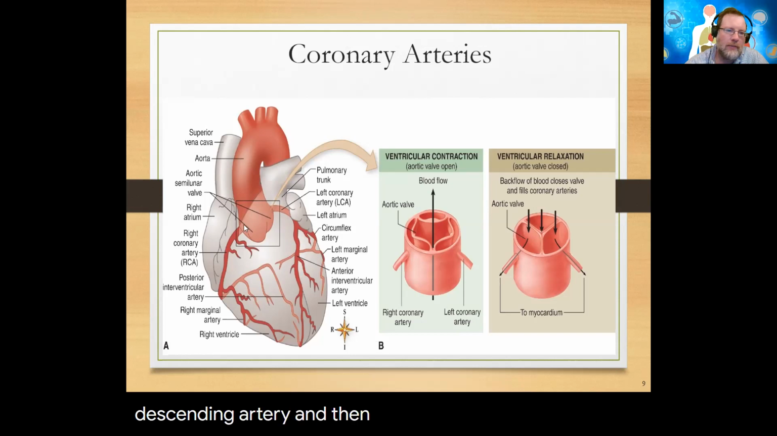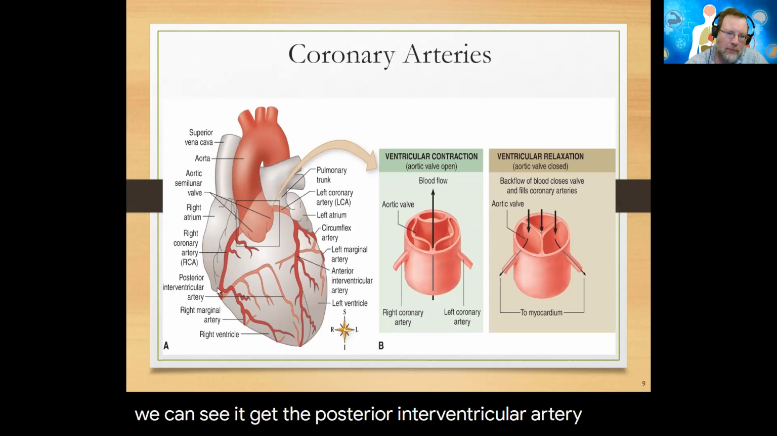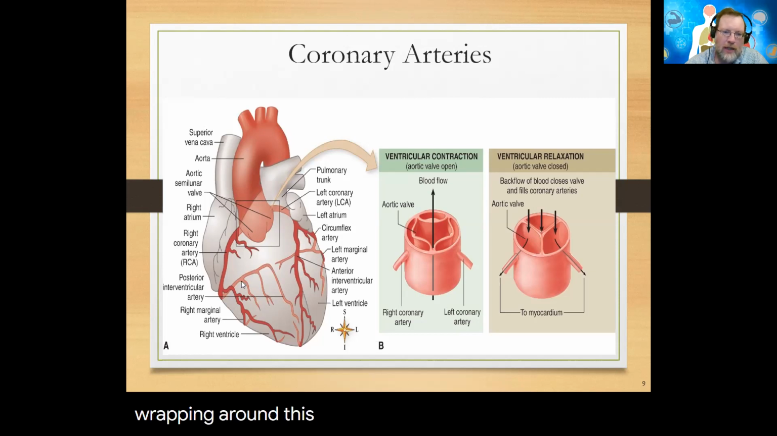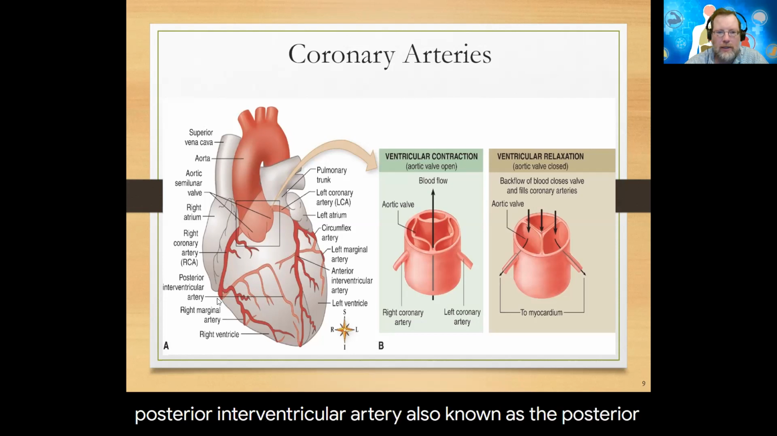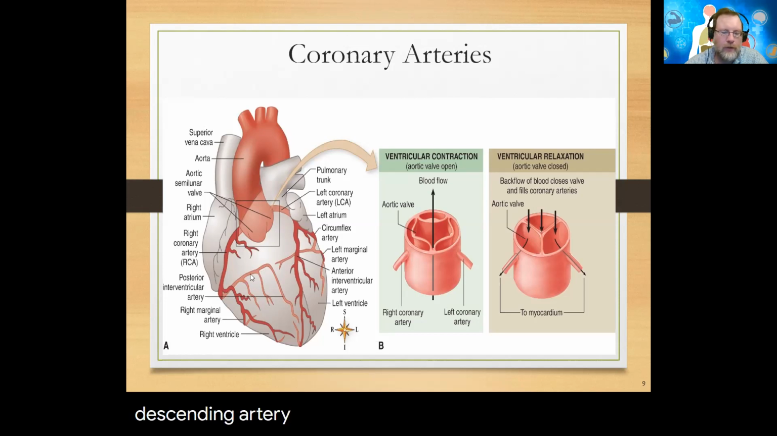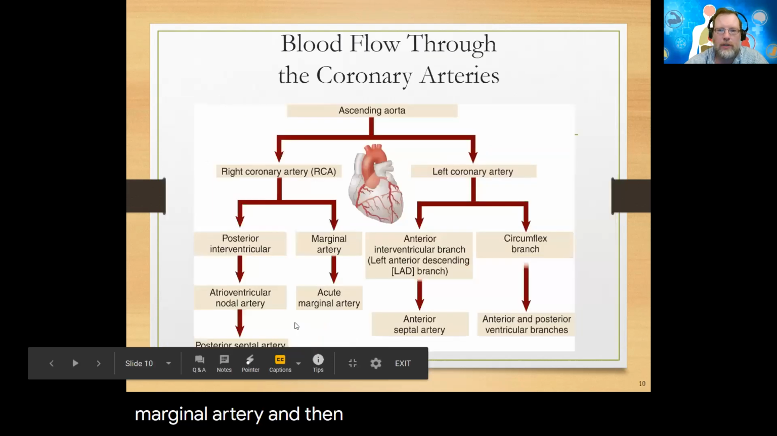Okay, and then coming off, we've got the right coronary artery and a couple of branches off of that. We can see the posterior interventricular artery wrapping around. This is implying that it's going behind the heart, which is why it's not as brightly colored. That posterior interventricular artery is also known as the posterior descending artery. And then we have the right marginal artery, and subsequent branches off of that.